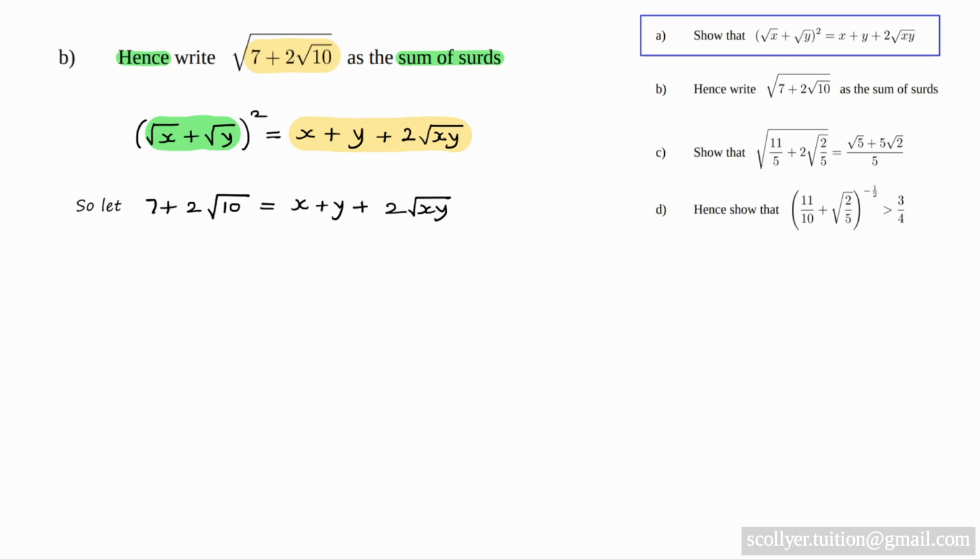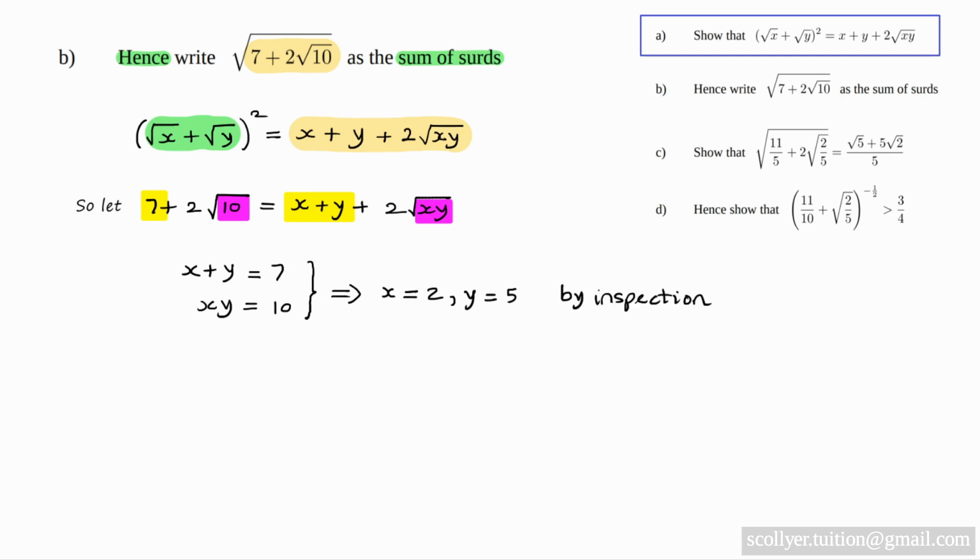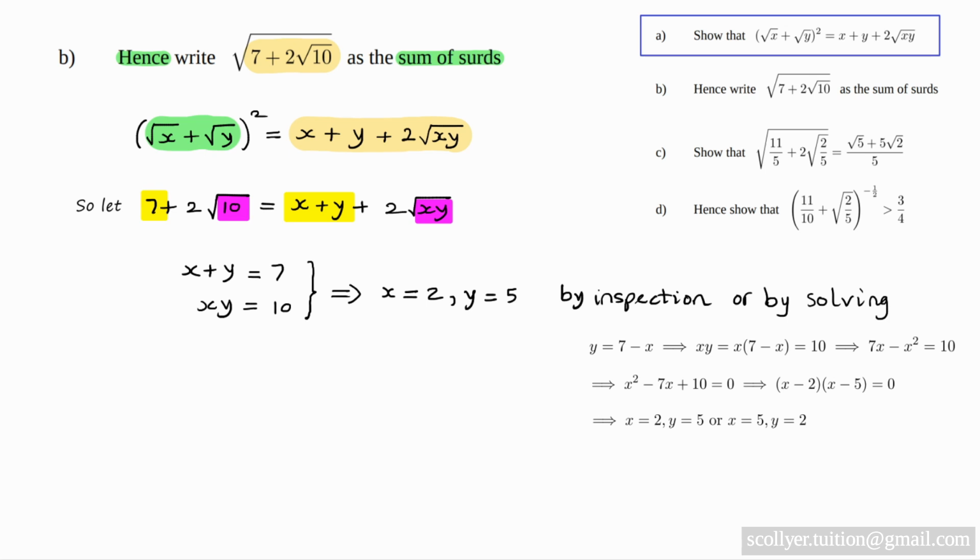And so it is natural to write 7 + 2√10 = x + y + 2√(xy), and to try and extract the values of x and y from that equation. And we see that we must equate 7 and x + y, and 10 and xy, to give the following simultaneous equations, which we can solve to give x = 2 and y = 5, either by inspection, since the numbers are rather small, or by solving formally as follows.